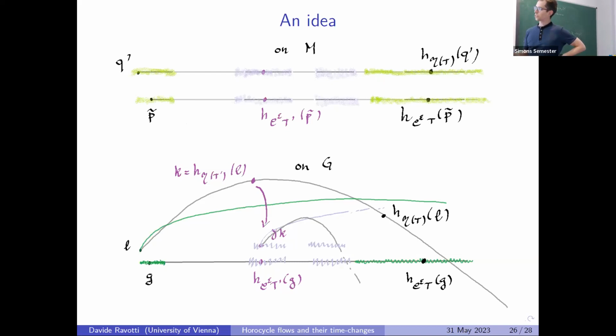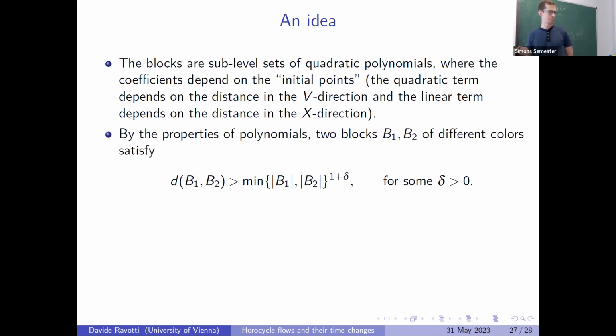So if I have two blocks of different colors, which means that they had to really diverge and then apply an element of gamma to bring them close together, well, this cannot be too close together, right? If they are different colors, they cannot be too close together. And if you make things precise, you can prove that if two blocks are of different colors, namely the picture before, there has to be a gap that is at least the size of the blocks. Does this make sense? This is really the key property of the polynomial divergence that I'm using: if I were close for a long time, I need to be apart for a time that is proportional to the time I was close.